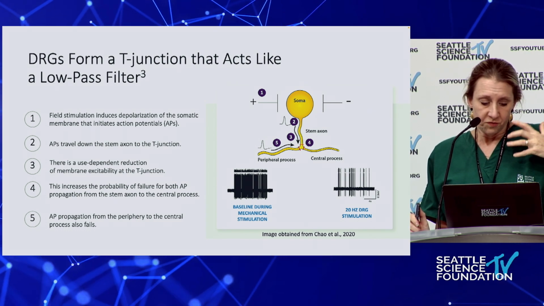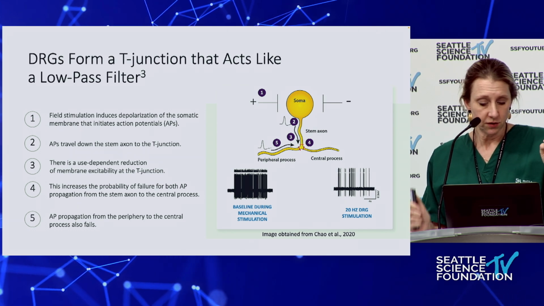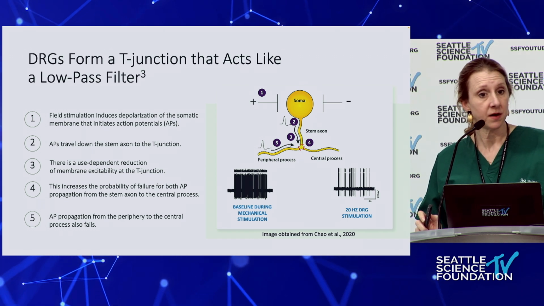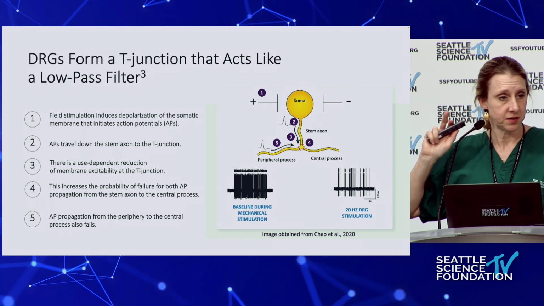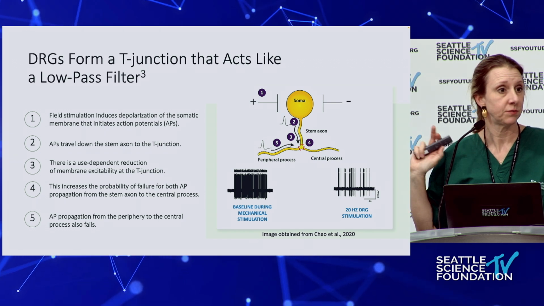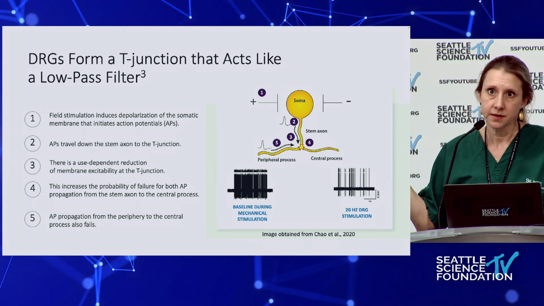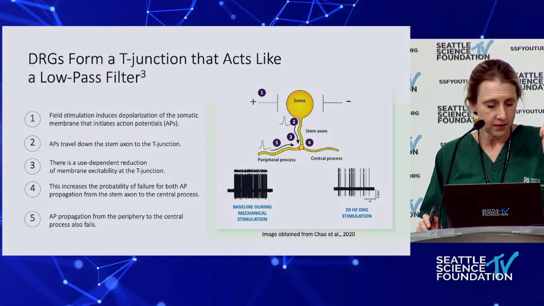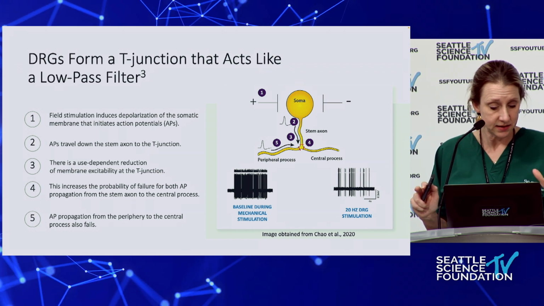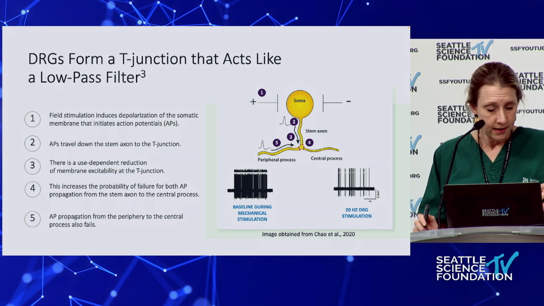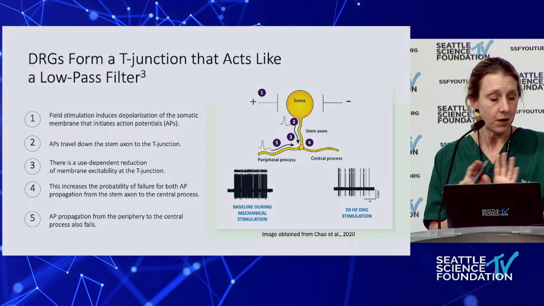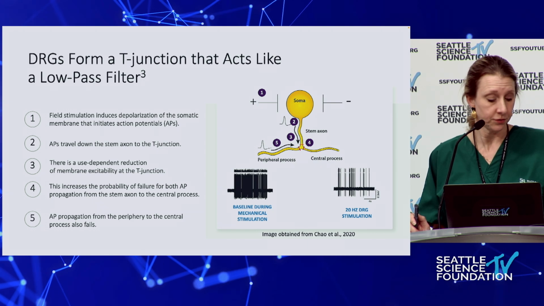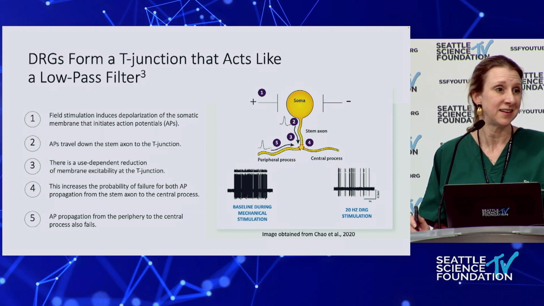So field stimulation is able to interfere with the nerve impulses in the axon in both directions. So there's a suppressive effect proximally as well as an interference with the peripheral stimulation that is extending centrally from the periphery. The action potentials travel down from the stem to the T-junction, and then there is an increased probability of propagation from the stem to the central process in circumstances of peripheral nerve injury, which is where DRG has its action.